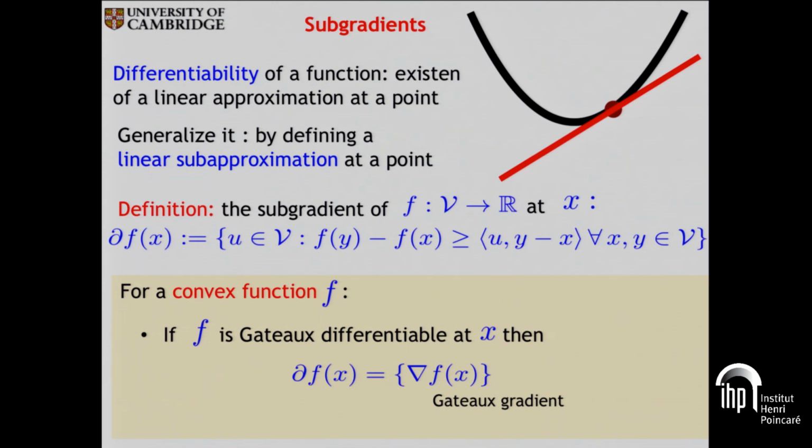It says that x is a minimizer if the subgradient is equal to 0, which is the 0 vector. Now, if we talk about a Gateaux differentiable function, that just amounts to proving that the Gateaux gradient is equal to 0. So that's how Fermat's rule comes into play.